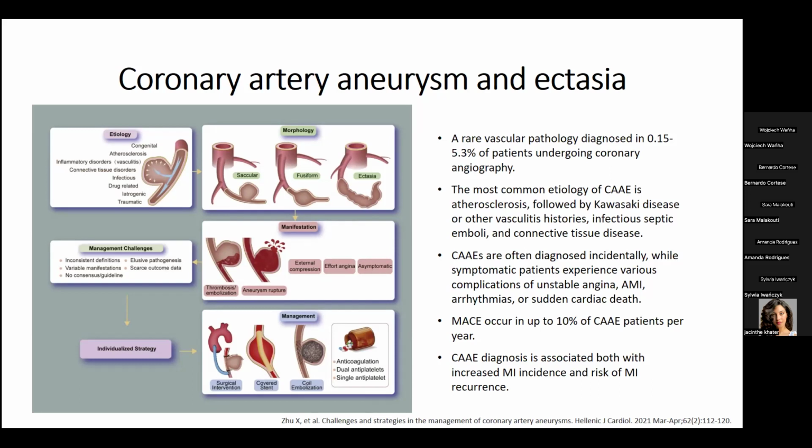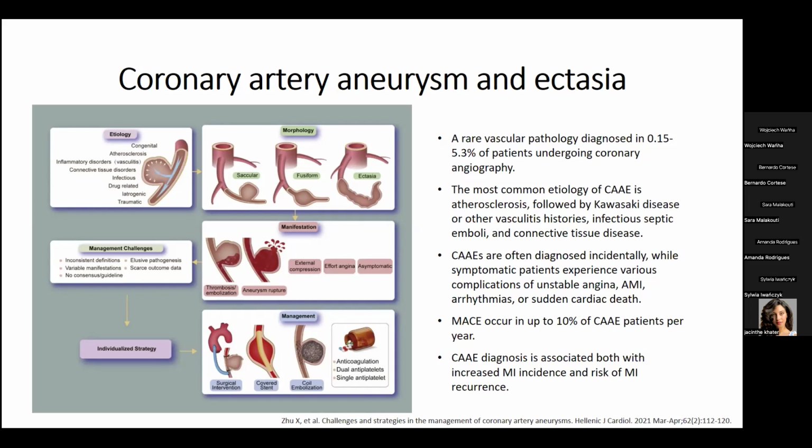The most common etiology is atherosclerosis in our population. In the Asian population, Kawasaki disease is the most common reason of coronary dilatation. We can also remember about vasculitis, infectious septic emboli, and connective tissue disease. Also, they can be a reason of coronary dilatation, but it's quite a rare reason.